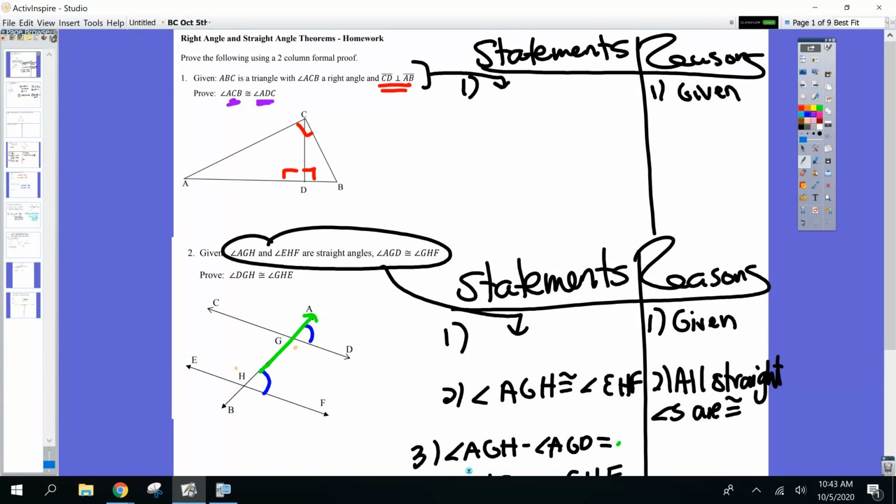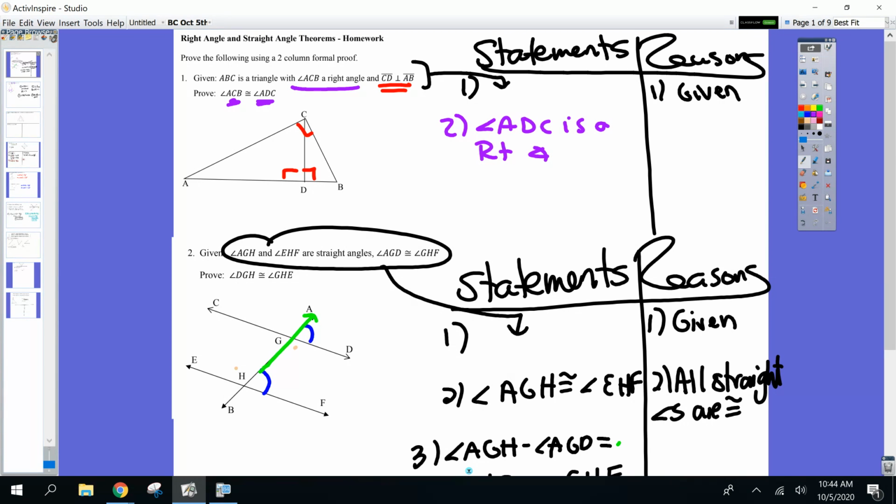ACB. Did I write in my statements that that was a right angle? Look at it before you shake your head yes or no. ACB. Did I write that down in my statements that that was a right angle? It was given. Did I write down that ADC was a right angle? No. So that's got to go in your proof. Check it. Make sure correct work's written down. Angle ADC is a right angle.